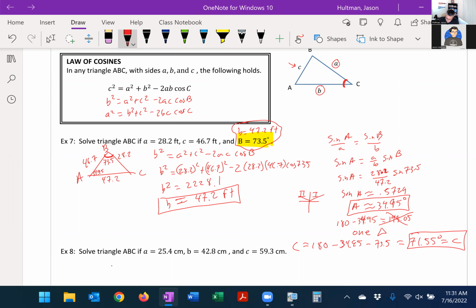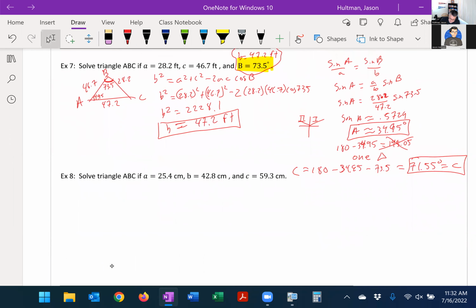Now, what happens if we just have SSS here? Example 8 is an example of side, side, side. We just have 3 sides, no angles. But we can still find the angles using law of cosines first and then using law of sines after that. So we have a triangle ABC, and side C is 59.3.